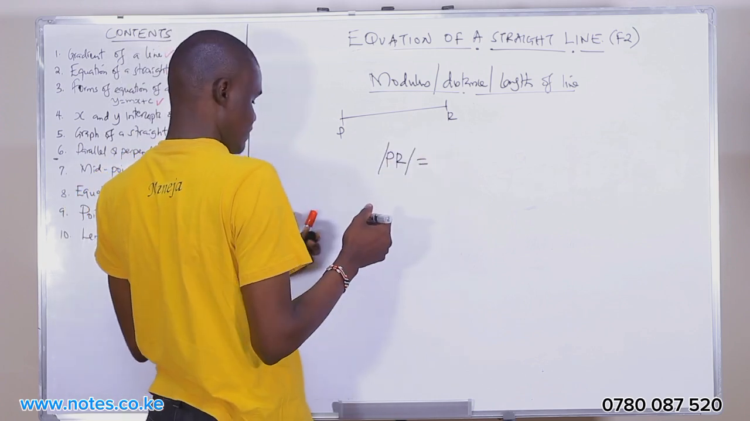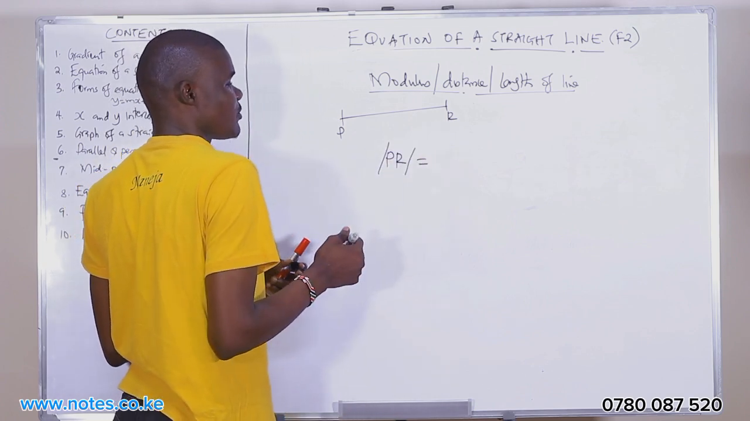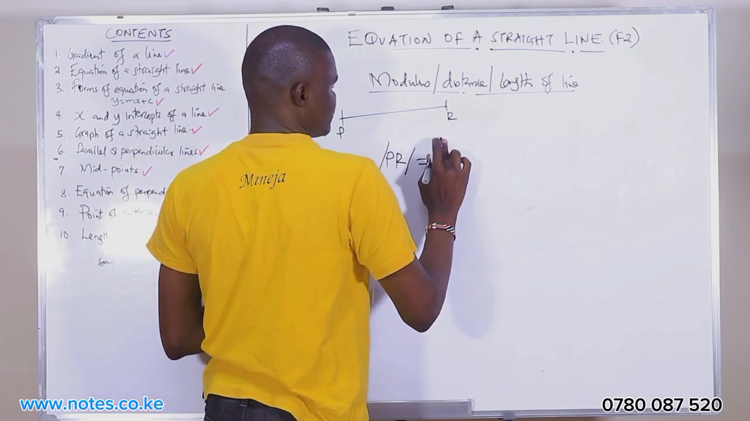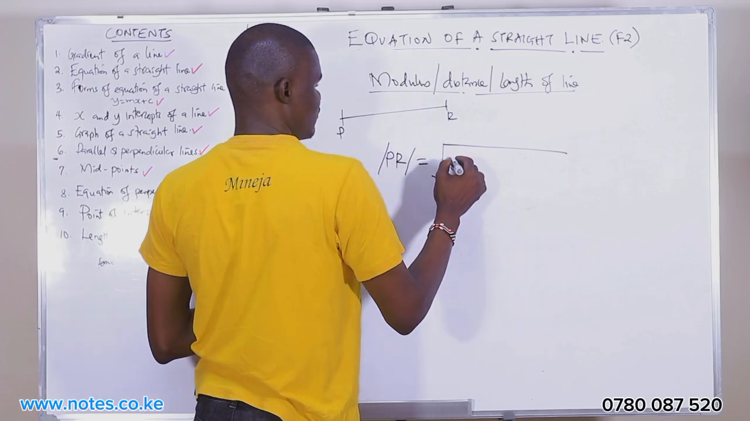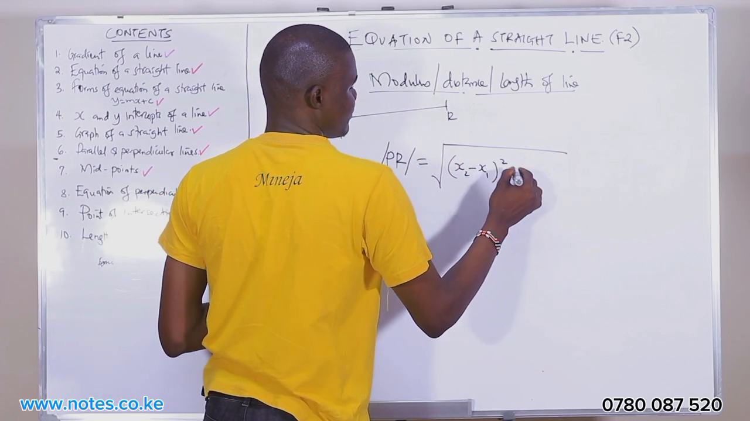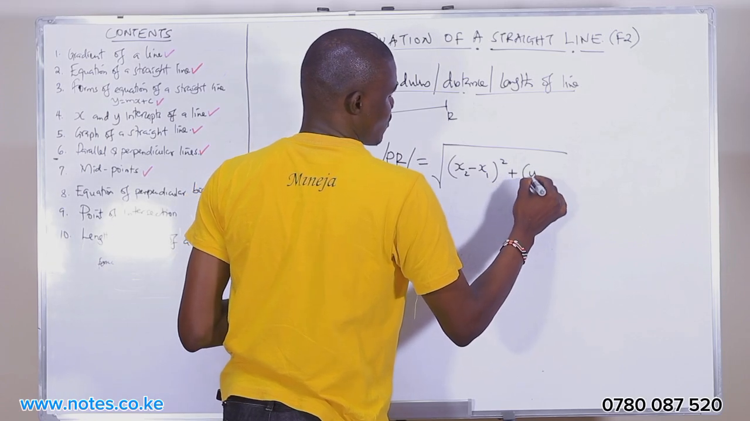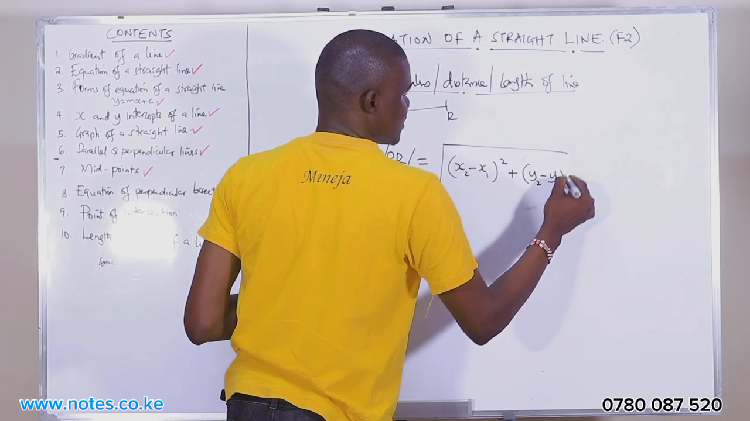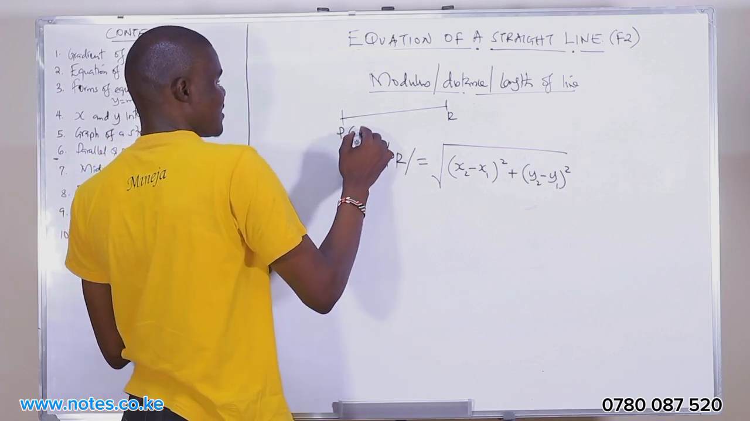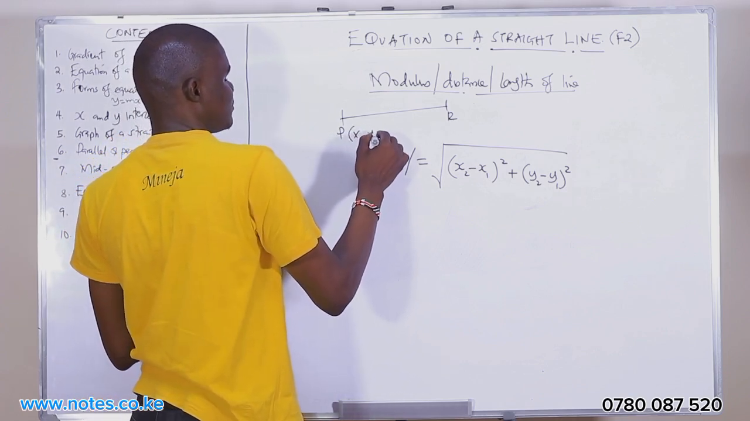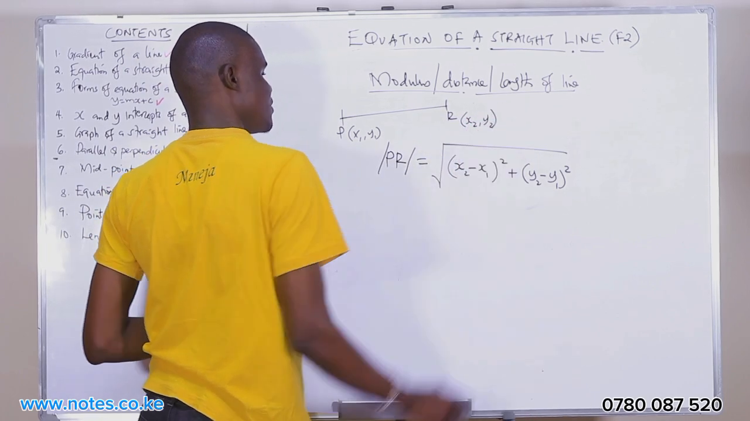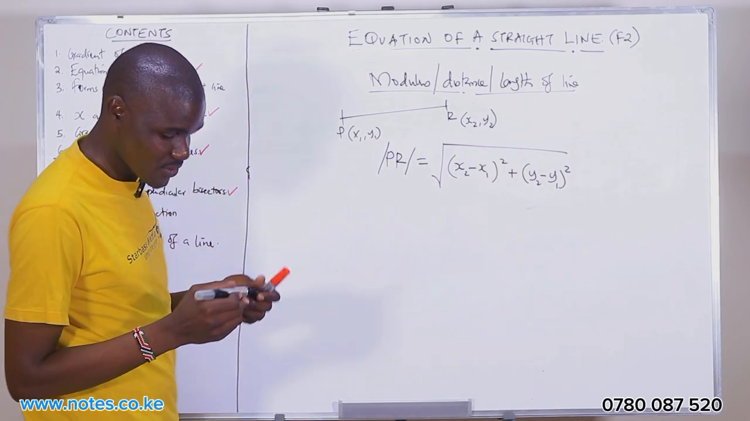For you to get the modulus of a point, or rather the length, you are going to get the square root of x2 minus x1 squared plus y2 minus y1 squared. What does this imply? We already have the x1, y1, so you just replace x2, y2. You simply replace and you're good to go.